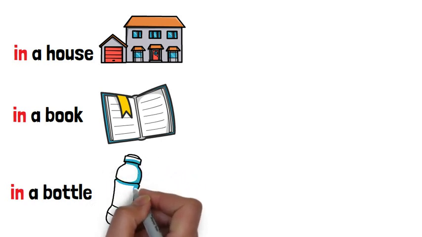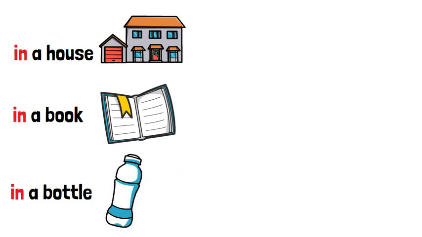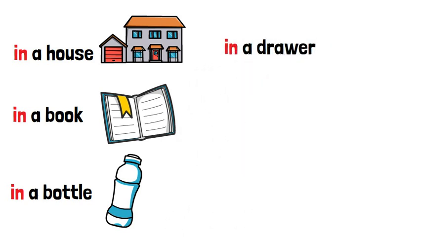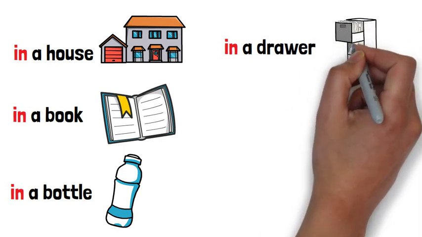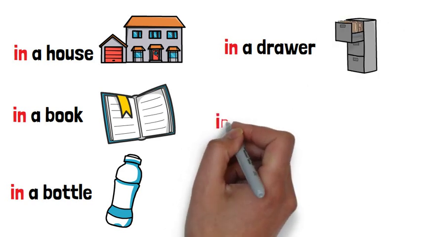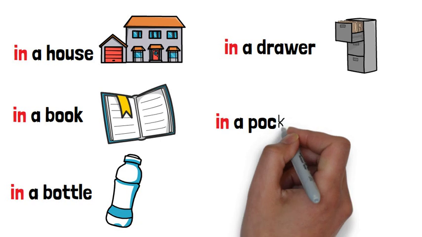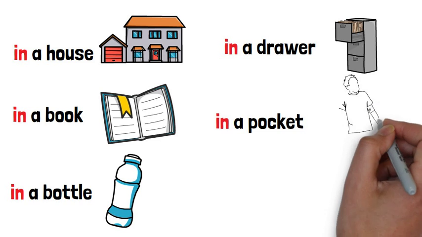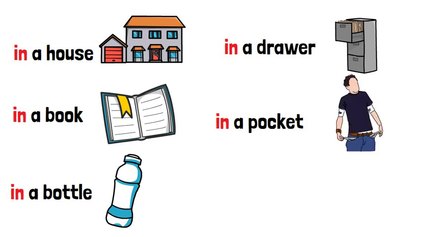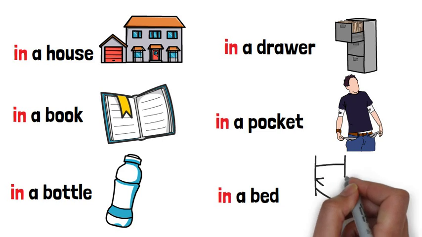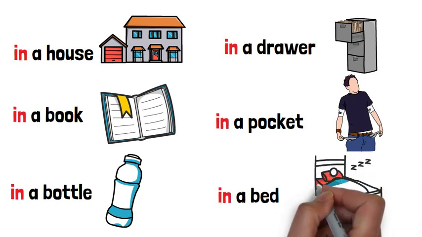In a bottle داخل القارورة. In a drawer. Another example, in a pocket. In a pocket في الجيب. In a bed. I sleep in my bed. أنام داخل سريري.